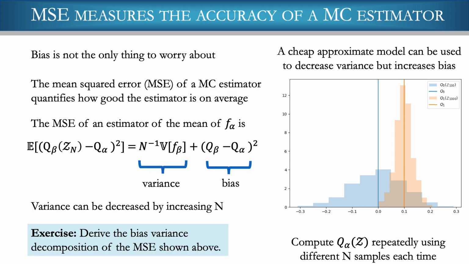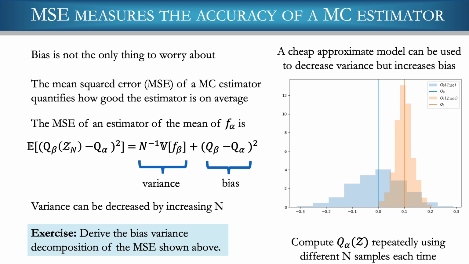While ensuring an estimator is unbiased is desirable, bias is not the only property of an estimator that is important. The mean squared error, or MSE, is often considered the best way to measure the quality of a Monte Carlo estimator. The mean squared error is the expectation of the square of the difference between the finite sample Monte Carlo estimator and the true estimator value. After some manipulation, which I leave as an exercise to the viewer, the mean squared error can be decomposed into two terms, the squared bias and the so-called variance of the estimator.